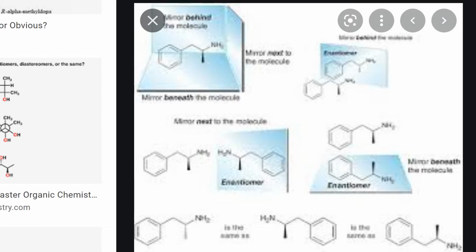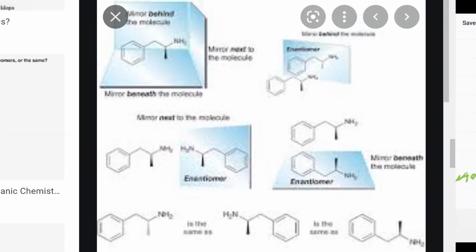I get that, but these are the three mirrors you can do. You can have a mirror next to it, you can have a mirror beneath it, or a mirror behind it. If you do the mirror behind it, that's this case right here. So if you were to stick your mirror behind the molecule, notice that this wedge here is pointing away from the mirror. And so if you put the mirror back there, it's now pointing into the mirror. We are looking at it from the other side. So we're looking at the back side of the molecule, essentially. We're looking at it from behind.